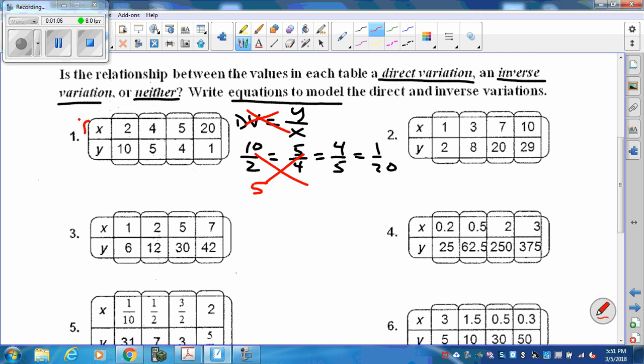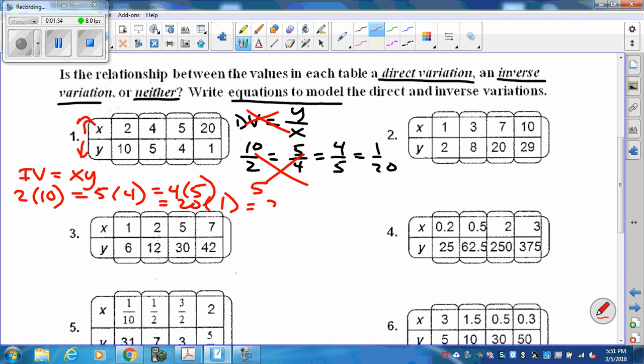So x is getting bigger and y is getting smaller, so it could be inverse variation. That would mean that x times y is going to be a constant. So when I multiply 2 times 10, that's going to equal 5 times 4, which would equal 4 times 5, which would equal 20 times 1. And those all equal 20, right? So yes, it is an inverse variation.